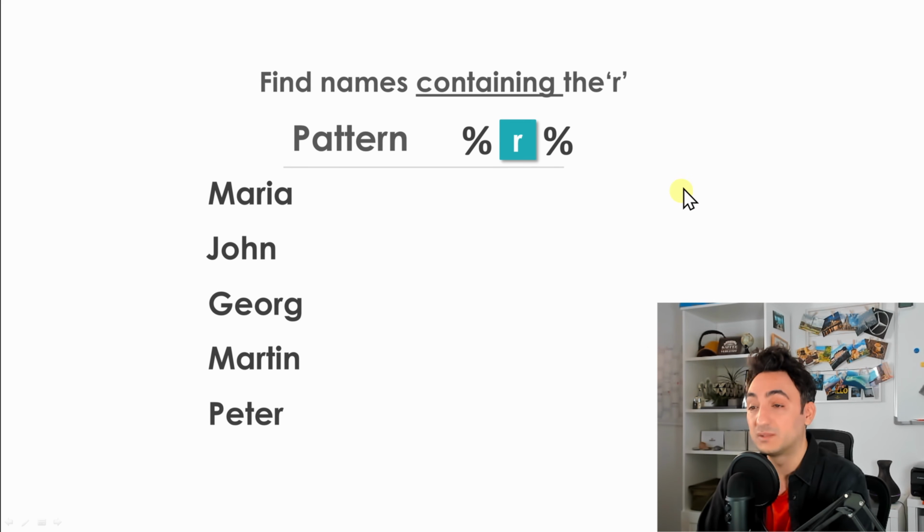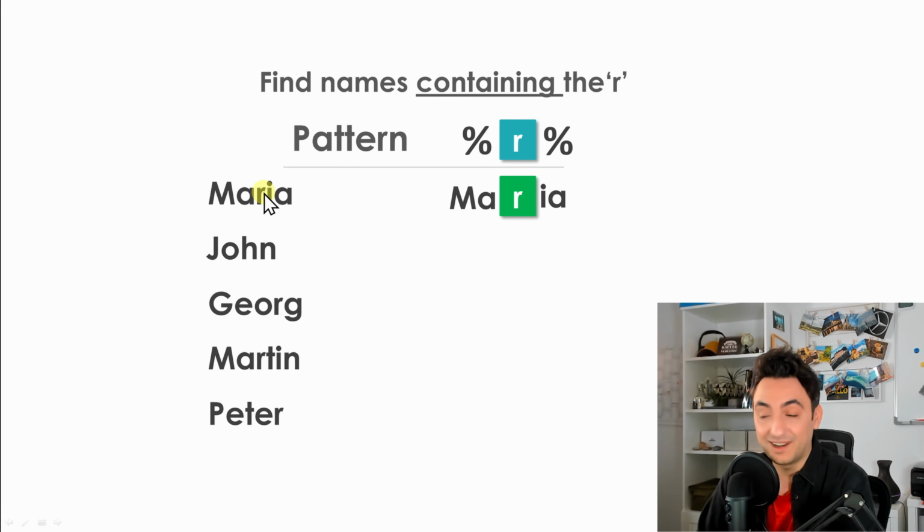So let's find the next one. The next one says find names containing R, and we didn't specify anything for that. Somewhere there should be R. So the pattern says %R%. That means somewhere there is an R. So with Maria, somewhere there is R. Over here, we have the R, and it's gonna return true.